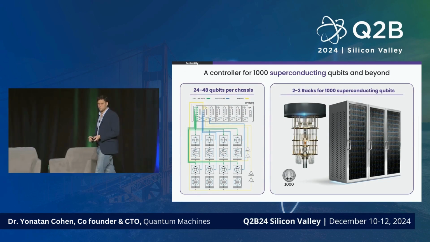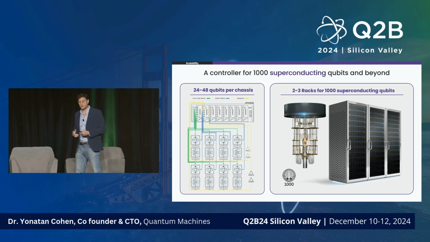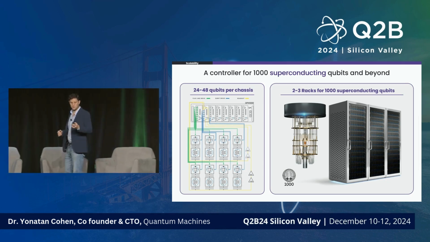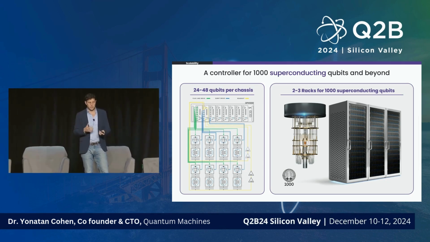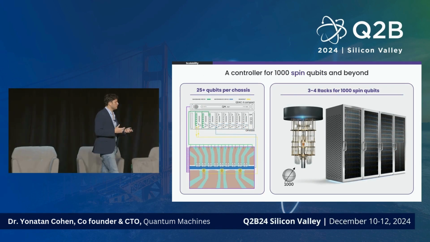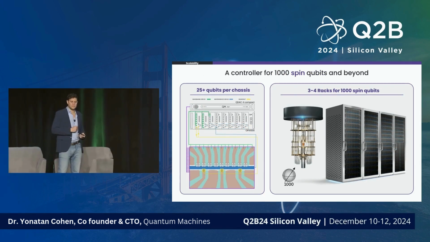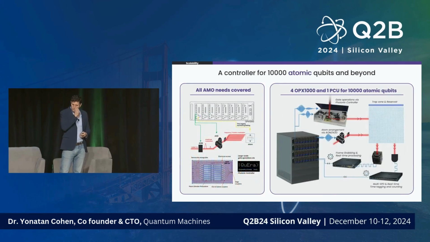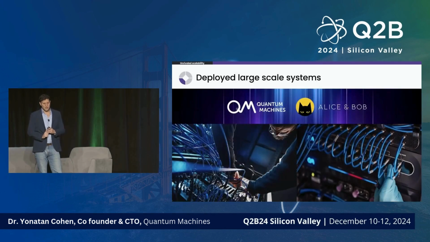Here are some examples of how this would allow to control a 1,000 qubit system. This is for a superconducting qubit system. You would need about 2 to 3 racks. For a spin qubit system, you need between 3 to 4 racks. Here is for a neutral atoms-based system, about half a rack, and so on.